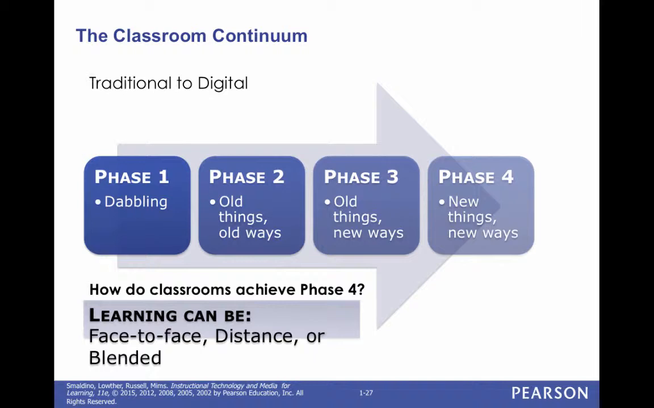And then how do classrooms achieve phase 4? That's what this is, 1, 2, 3, 4. And then at the bottom, learning can be face-to-face, distance, or blended. Blended means face-to-face and online combined.